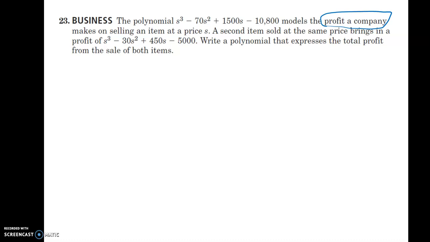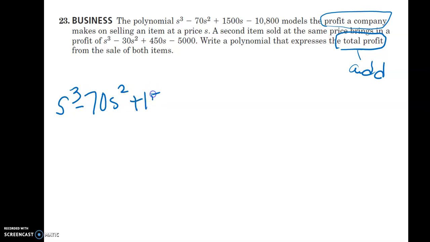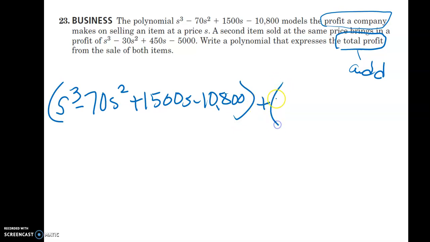Well, profit is, how much money am I making? And they're looking for total profit. So right here, this is going to tell me I'm going to add my two items together. So if we're thinking about how it was written in our examples, here's my first polynomial. And this is one expression. And I'm going to add to that my second expression.